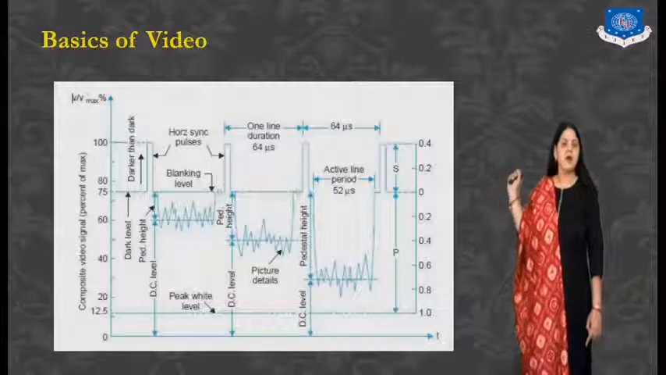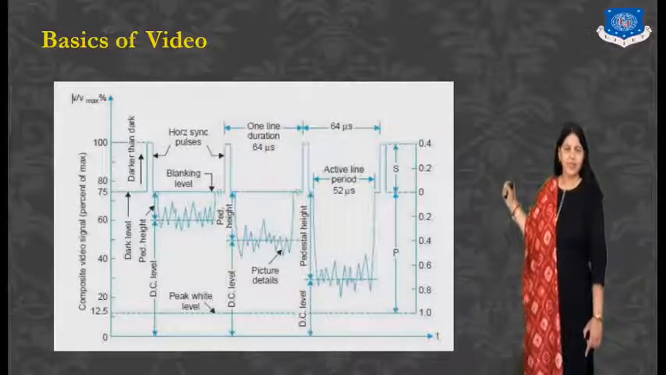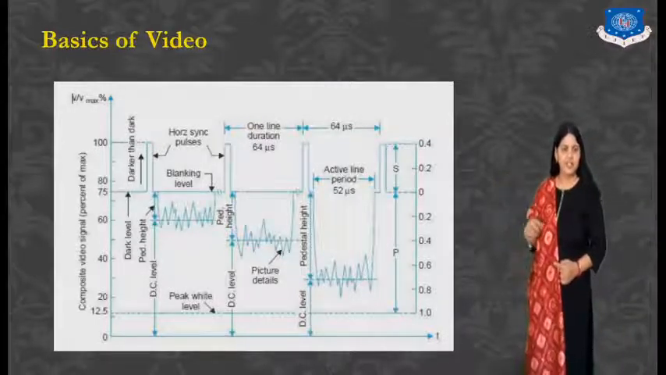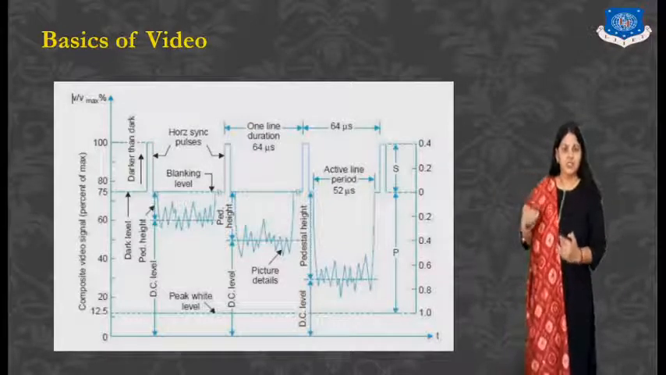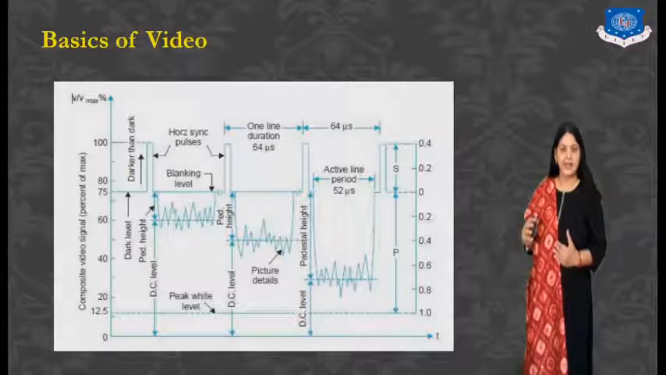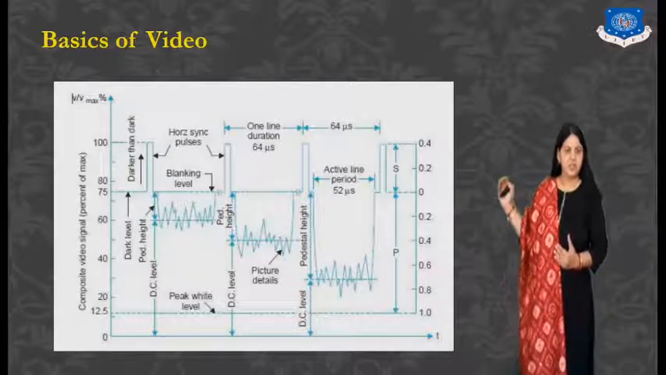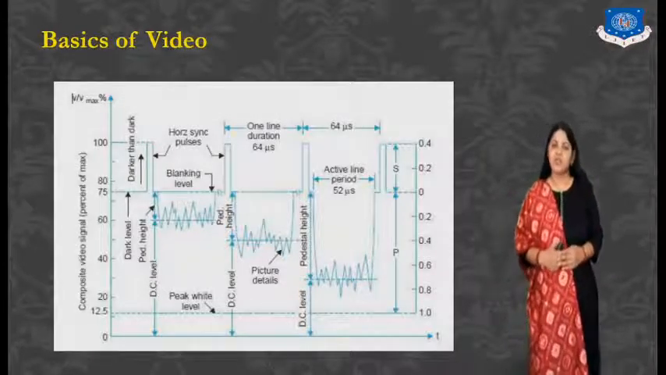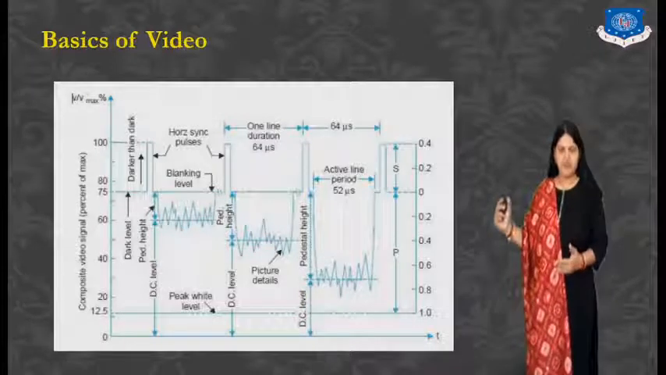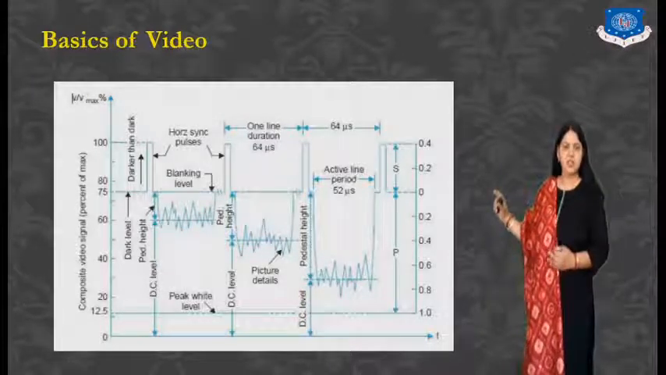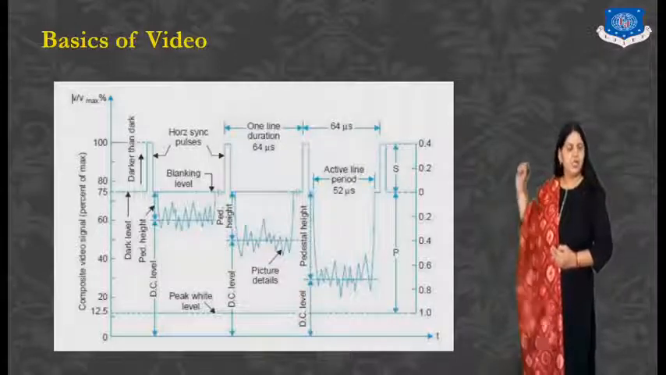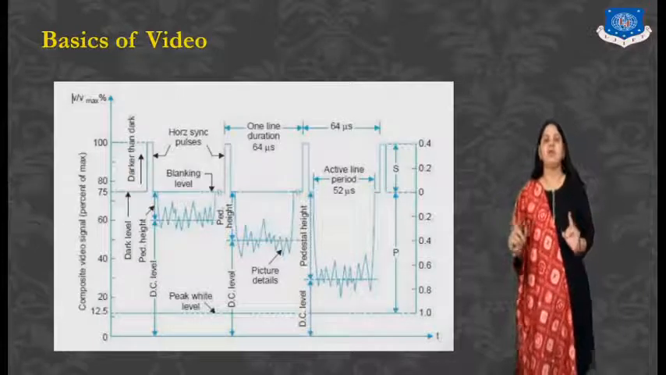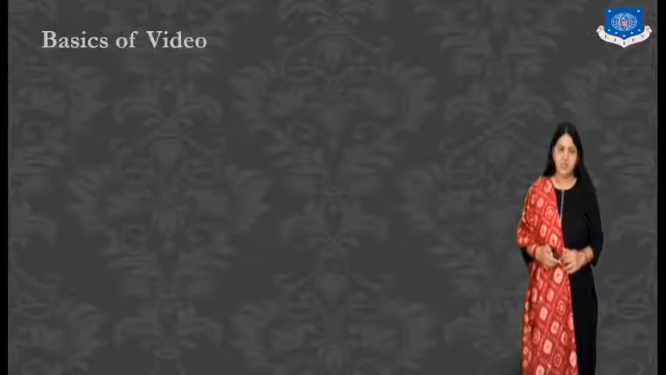Another thing is the pedestal signal at 12.5%. It is shown. The DC level is 0 to 75. When the transmission is above 75 to 100, it is known as the blacker than black level. Whenever the picture signal is transmitted, the information is always between the pedestal level and the blanking level. If the information is between these, then it can be visible on the particular screen.